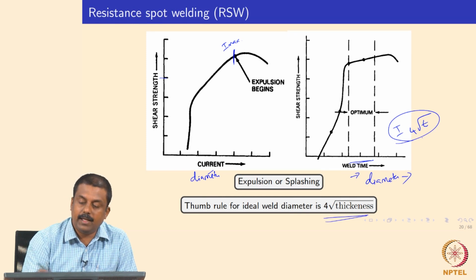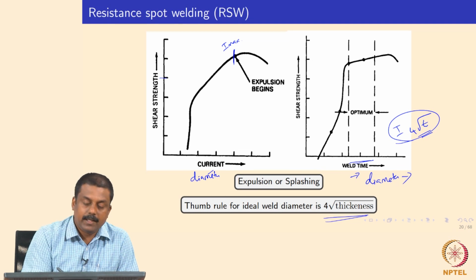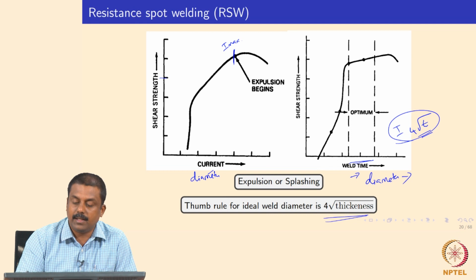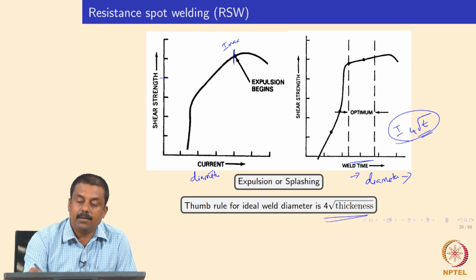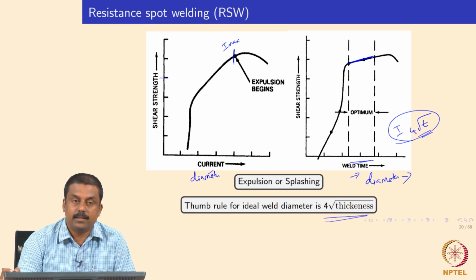We will identify the ideal current from the weld growth curves, and welding time as well, from the constant welding current experiments. So we will fix the current in this case, vary the welding time, and identify at what condition you would get an ideal, the optimum strength.